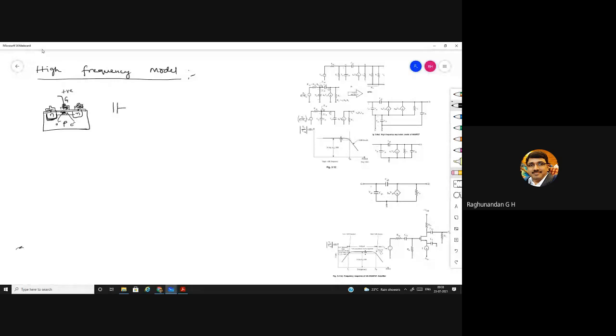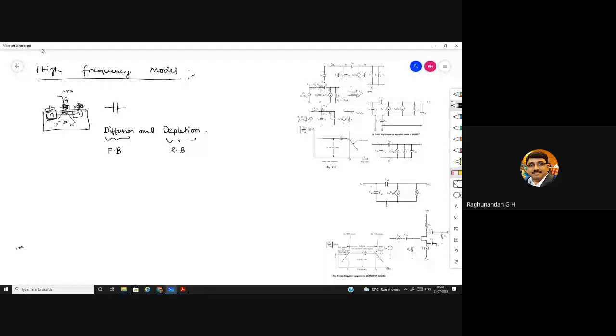As you know, in semiconductor diodes and all, we have discussed diffusion and depletion capacitance. Diffusion capacitance is the capacitance which is exhibited by the PN junction whenever it is forward biased. Depletion capacitance is the capacitive behavior exhibited by the PN junction whenever it is reverse biased.